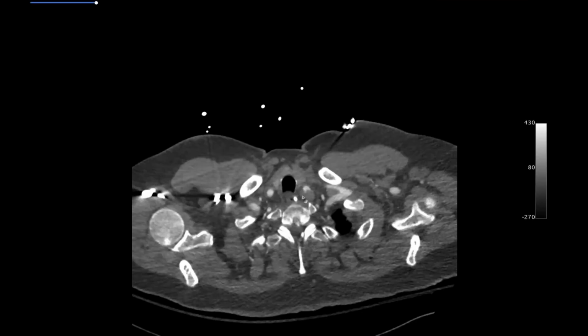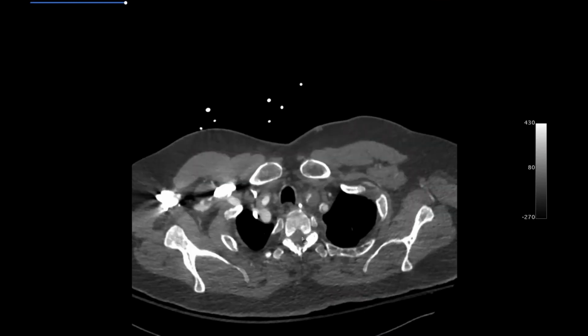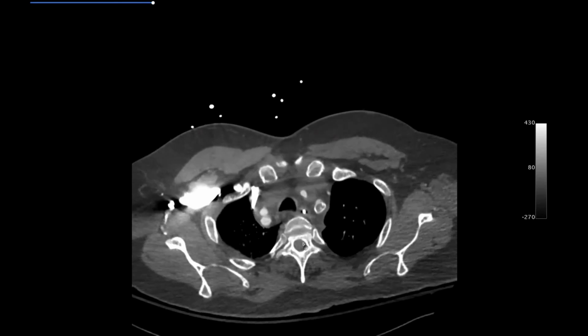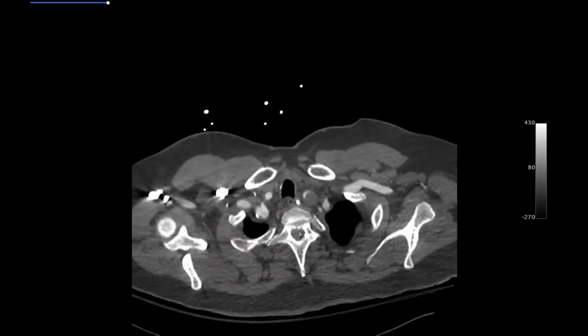No, I agree. There's a really narrow lumen there, just a little crescent there at that time. So he's been managed conservatively.